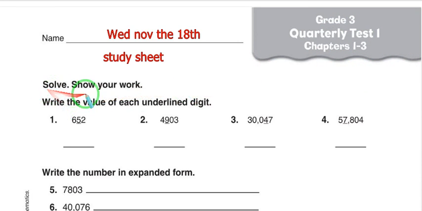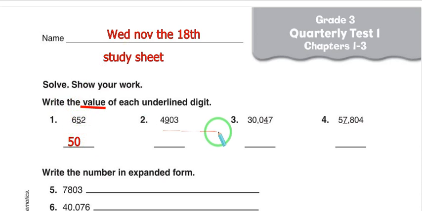Now let's check the first question, which is solve, show your work. Write the value of each underlined digit. As you can see here, this number is 652. Which one is the underlined digit? This is number 5 here. We have to write the value. All of you have to write the question on your notebook, underline this thing which is the value. What is the value of number 5 here? The value is 50, as it is located in the tens place.